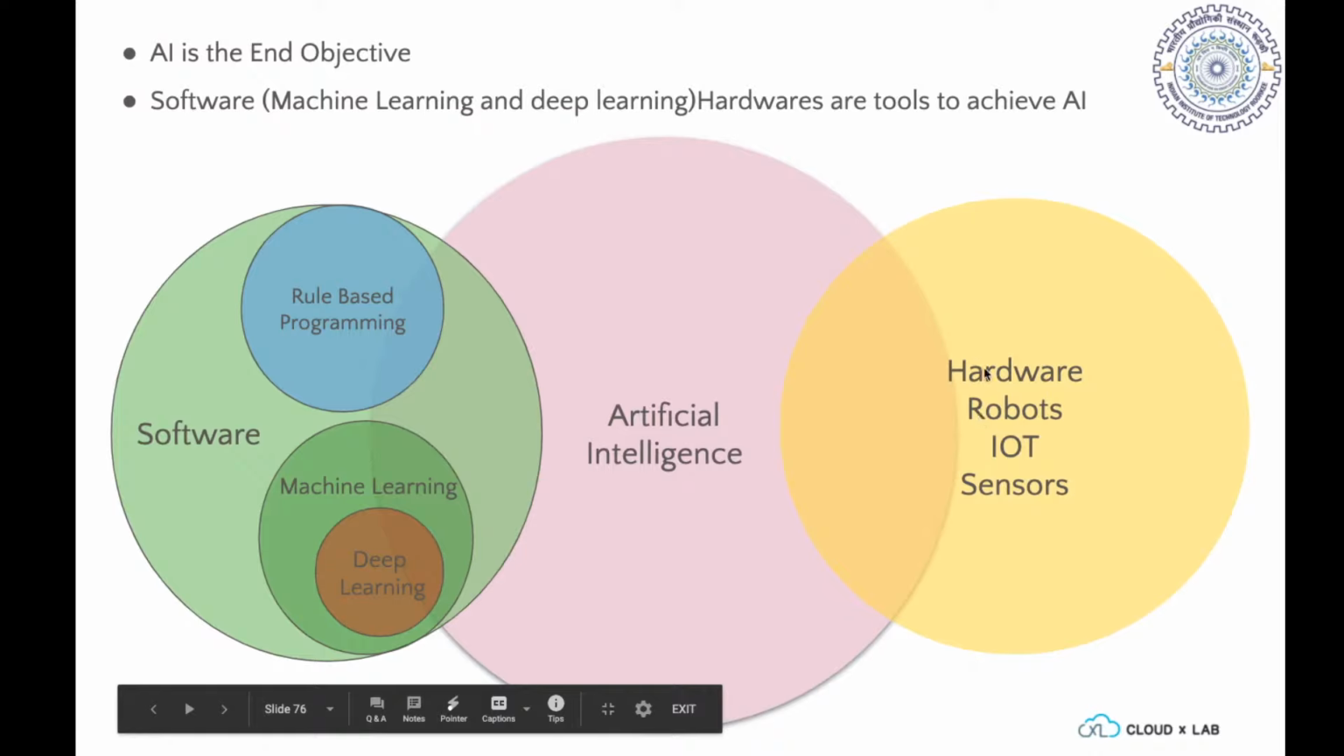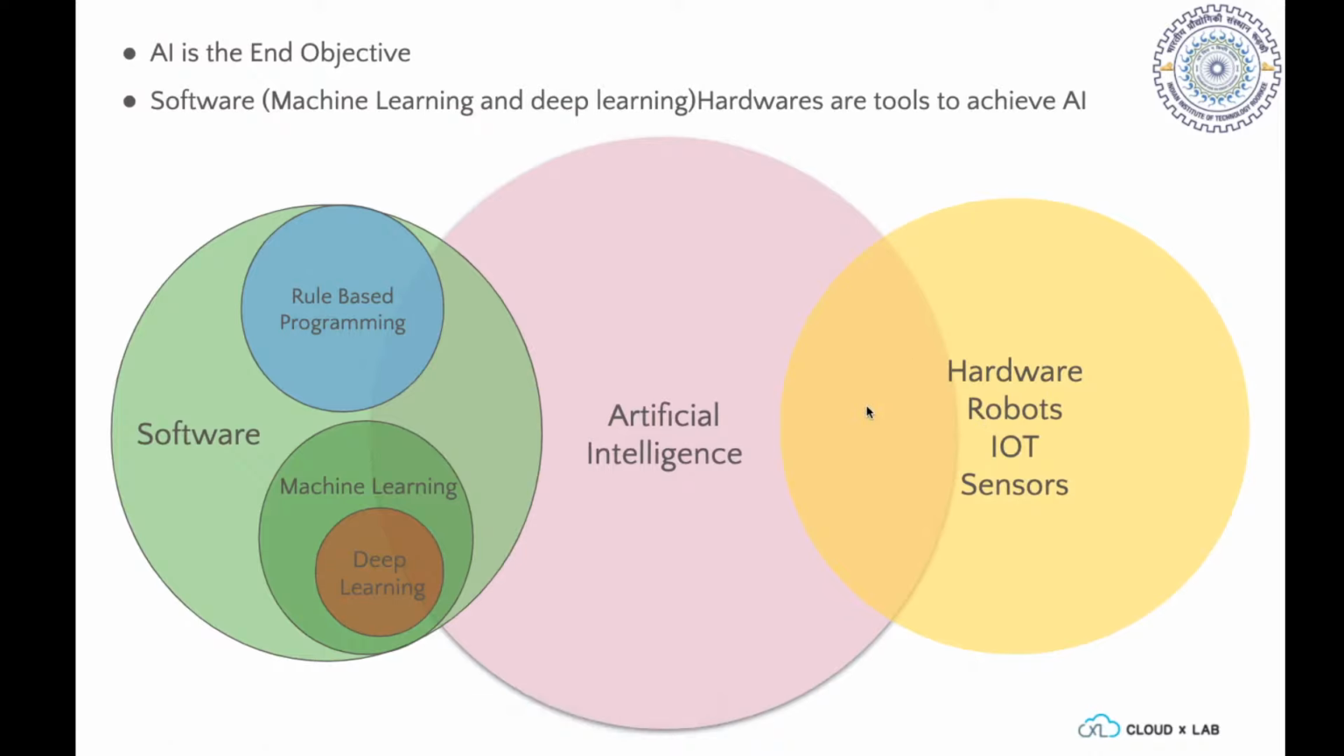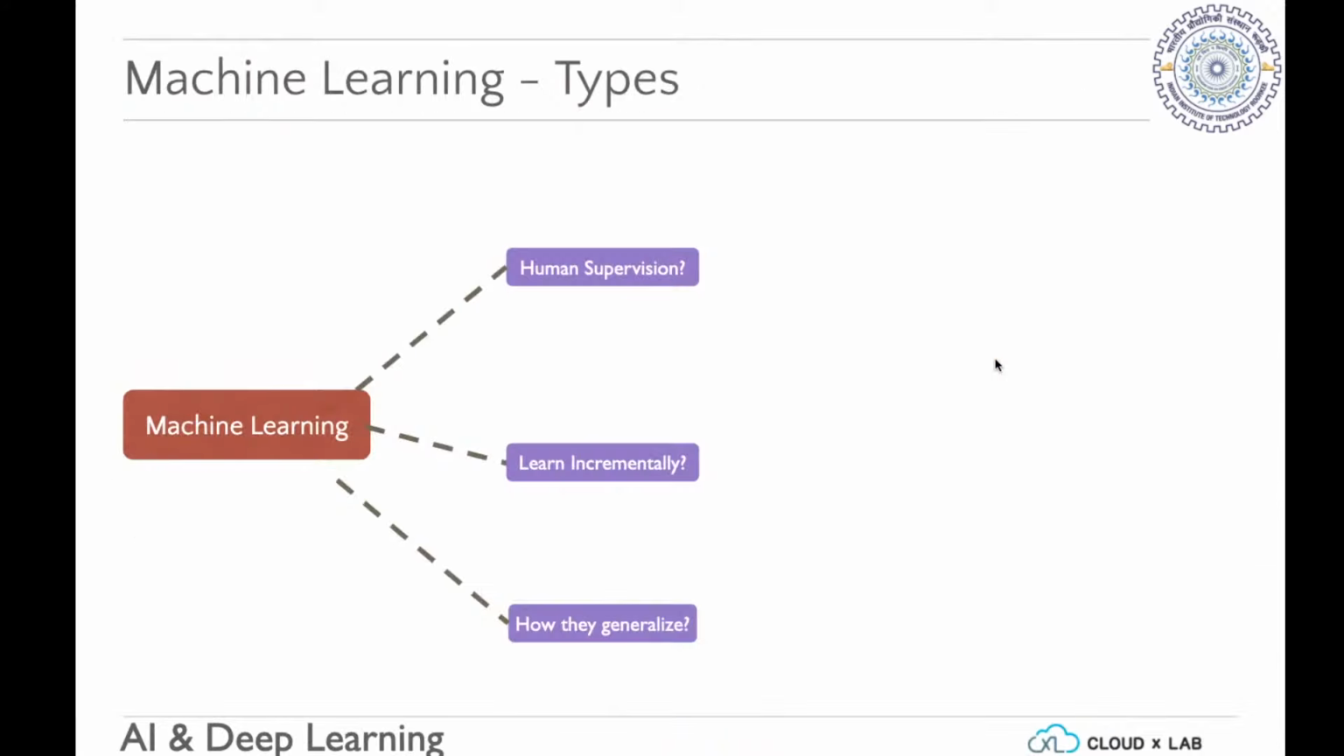The data gathering would be done with large numbers of sensors, the hardware, and in case you have robots, they would actually be interacting. So the artificial intelligence systems would be getting data, processing it, and there would be real-time reactions to that in those scenarios. Okay, now we're going to talk about types of machine learning.